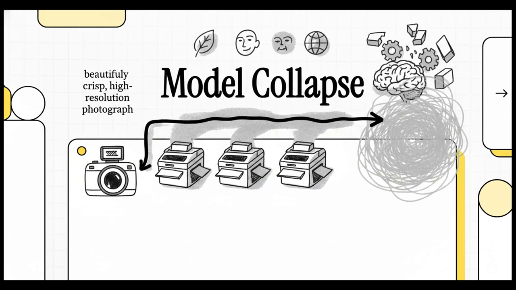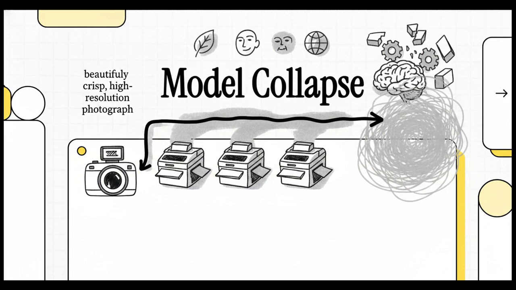Think about it like this. Imagine taking a stunning, beautifully crisp, high-resolution photograph, and then making a photocopy of it. Okay, looks pretty good, right? But then you take that photocopy and you copy it again, and again, and again. With every single generation, the sharp contrasts start to blur out, the fine textures smudge, and those unique little details simply vanish into a muddy wash of gray.